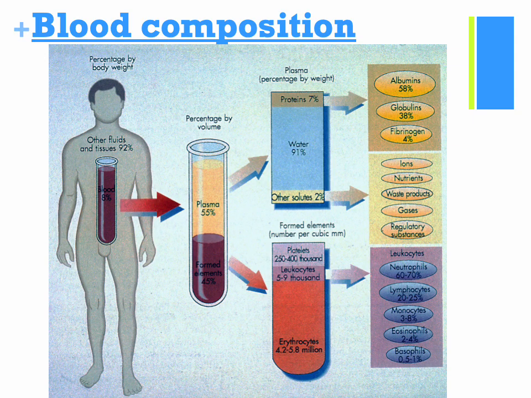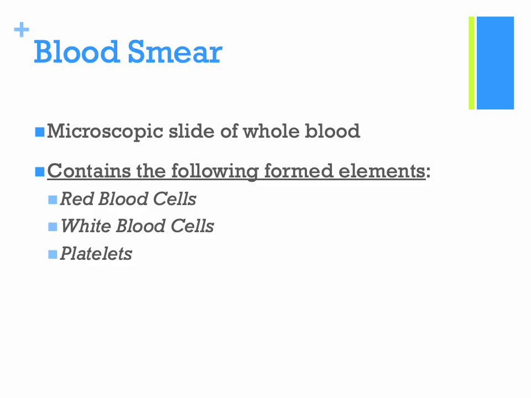Okay? So blood smear is a microscopic slide of the whole blood. It contains the following elements. It has red cells, white blood cells, and platelets.